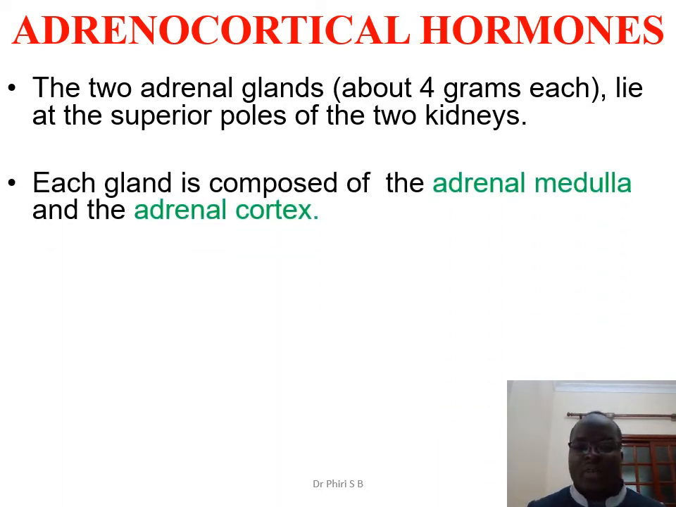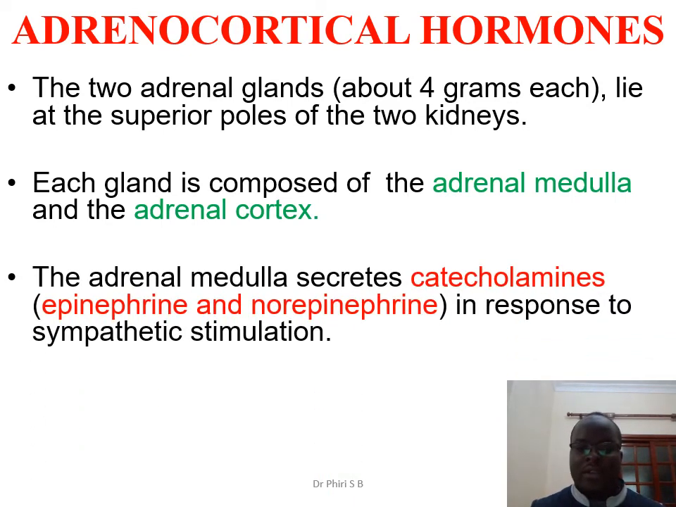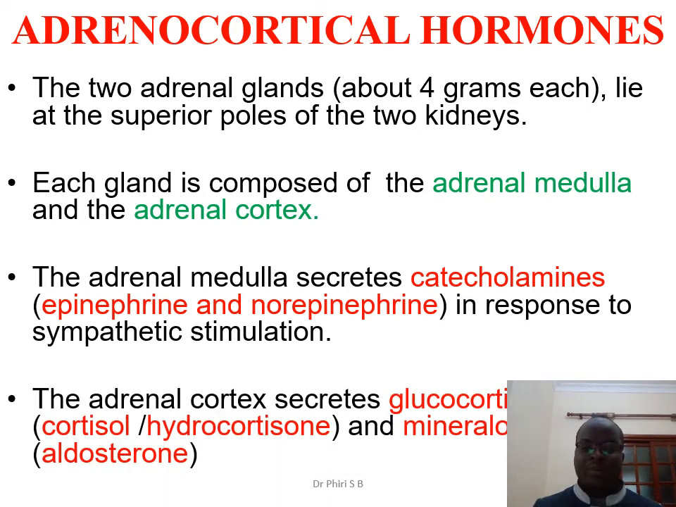Each gland is composed of adrenal medulla and the adrenal cortex. The adrenal medulla secretes catecholamines, epinephrine and norepinephrine, in response to sympathetic stimulation. So they are released by a neuronal mechanism of hormone release. The sympathetic nerve will be stimulating the adrenal medulla to release a lot of catecholamines, the epinephrine and norepinephrine.